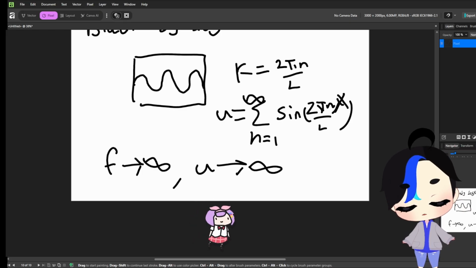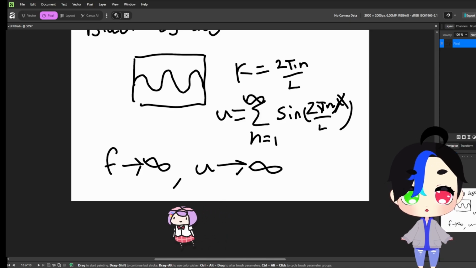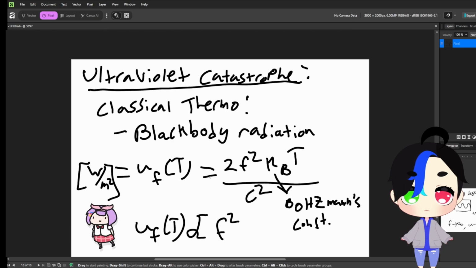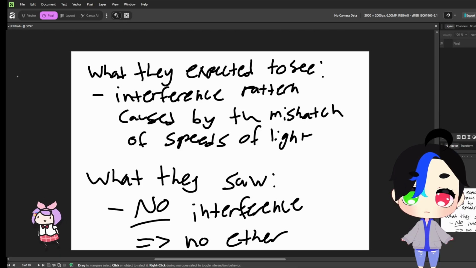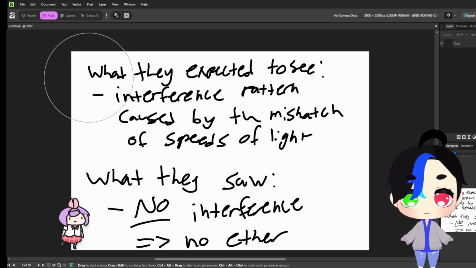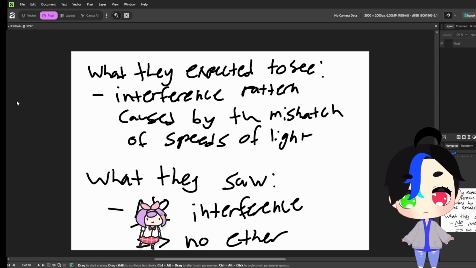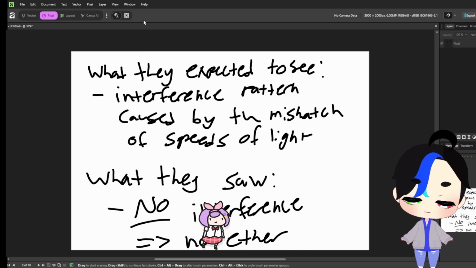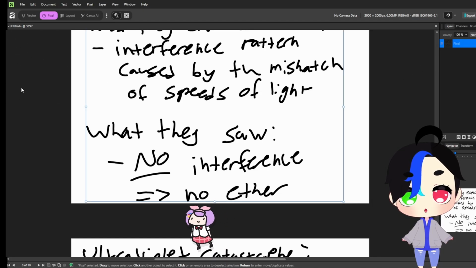And so how they solved it was Max Planck. Hang on, I'm out of space. I'm gonna move up here. Why isn't this working? Oh, there it is.